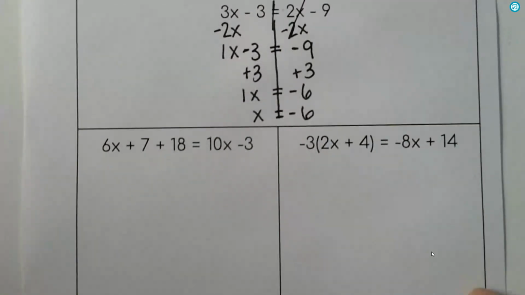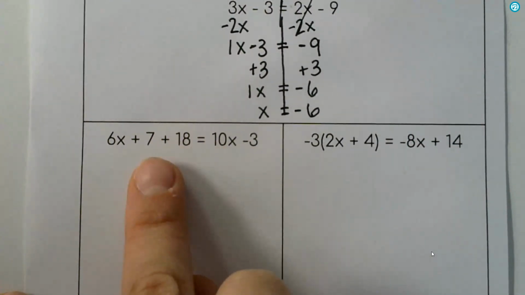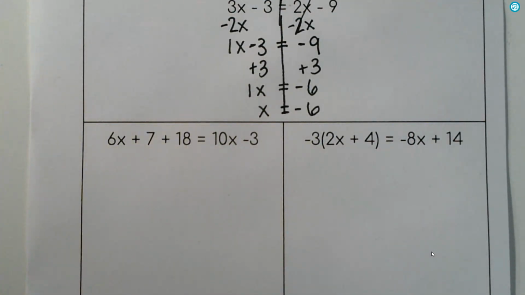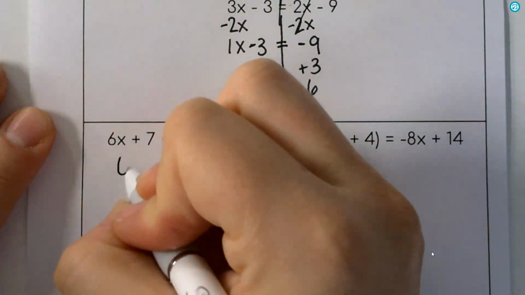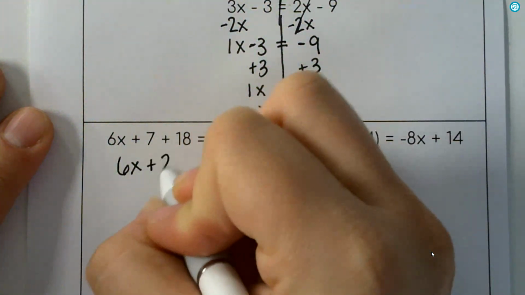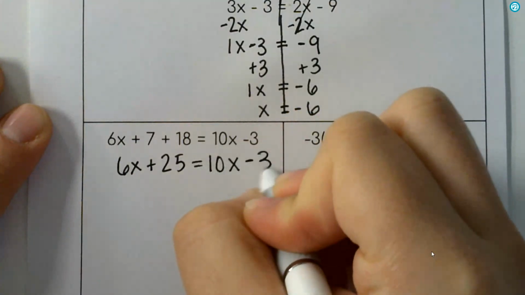So this next one that we've got, 6x plus 7 plus 18 equals 10x minus 3. I'm going to combine that 7 and 18 together. They are like terms, so they just combine together. We don't do opposite operations when we're on the same side. So my 6x stays. My 7 and 18 combine together to be 25. I still have equals 10x minus 3.